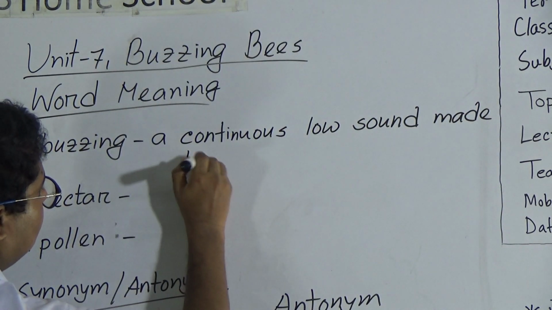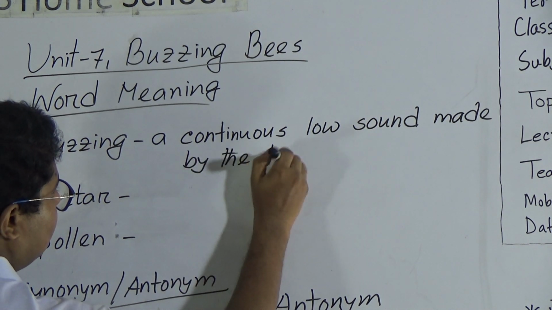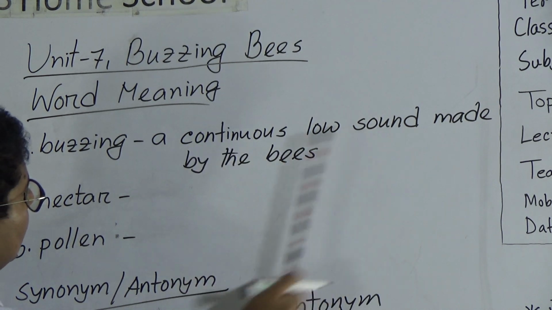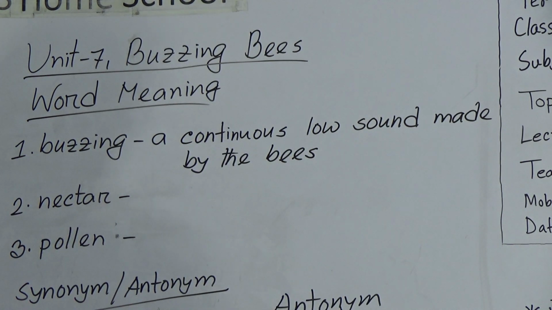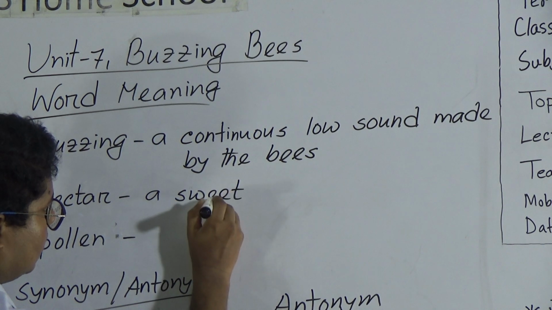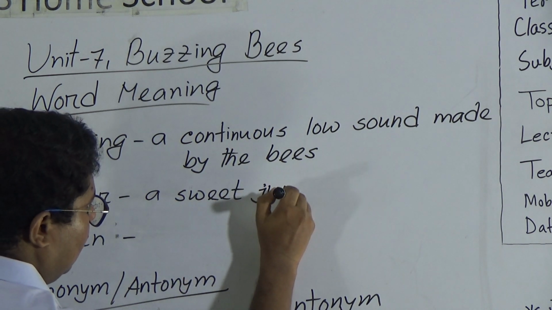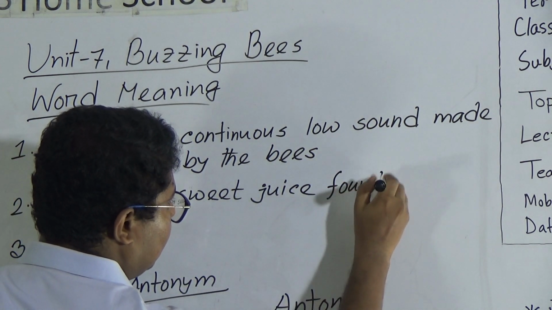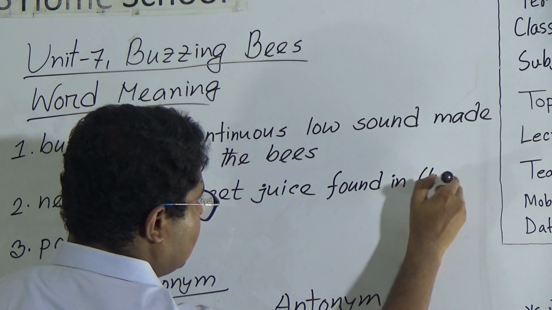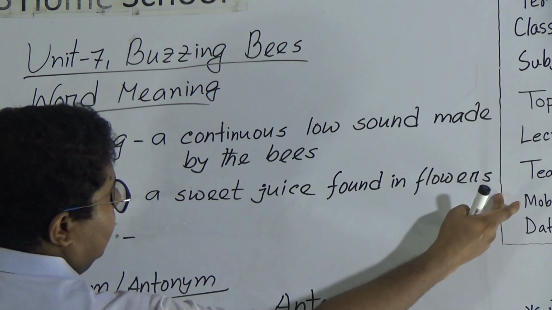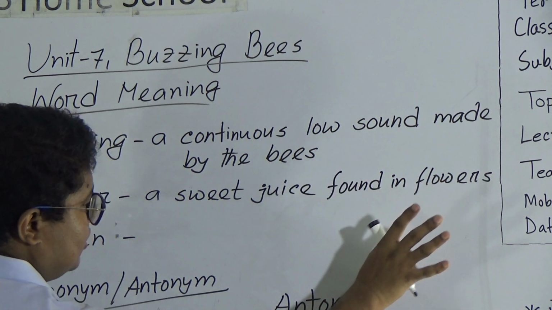Made by the bees. So buzzing means zzz as a sound. So buzzing means a continuous low sound made by the bees. Nectar. Nectar means a sweet, S-W-E-E-T, a sweet juice, J-U-I-C-E, a sweet juice found in flowers. A sweet juice found in flowers. No full stop at the end of a word meaning. This one and this one, no full stop, nowhere.